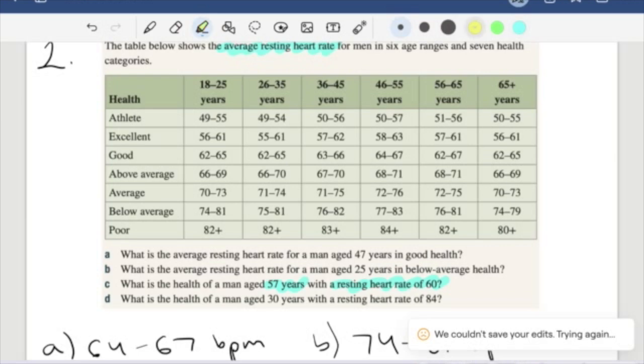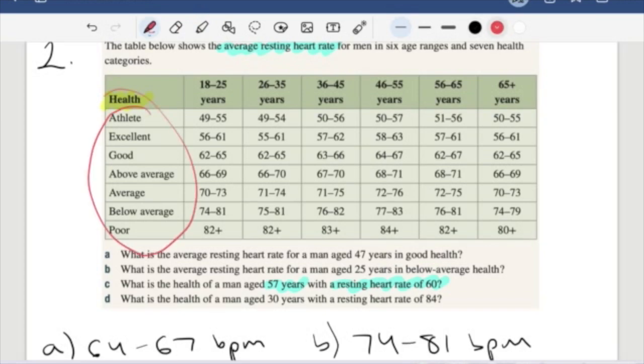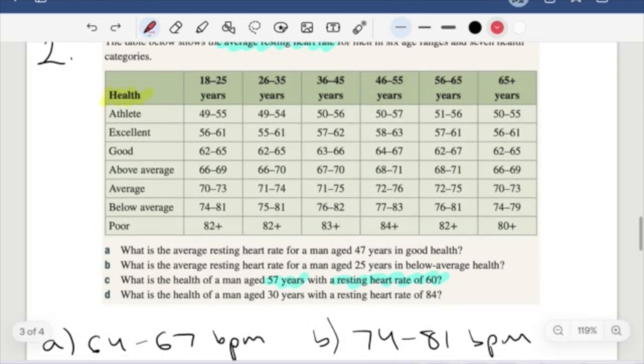The thing we are actually looking for is the person's health. So that means this entire column here, once we match up the age with the resting heart rate, we will find the person's health. So we're going to do this in a little bit of a backwards way. So we're looking for someone 57 years of age. So we look at this section here that falls in this age range, and we have a resting heart rate of 60. So that falls over here.